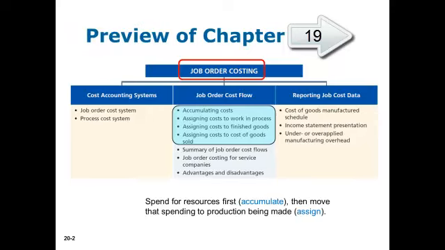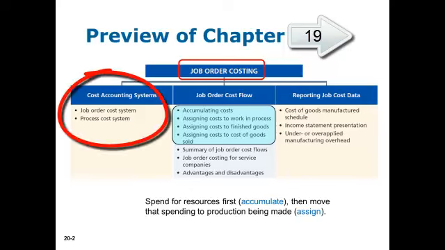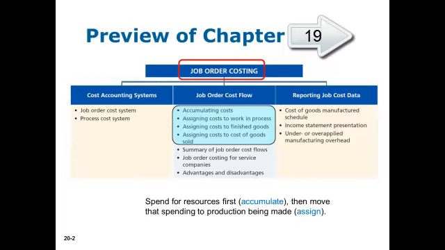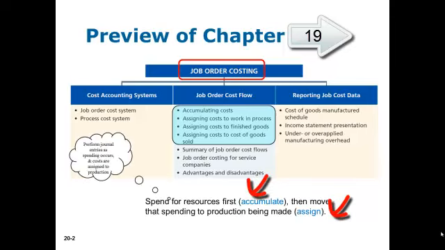While we'll focus on job order costing, we will contrast it briefly with process cost system, which will be the subject of the next chapter. So we're about accumulating costs in a cost system, spending for resources first, and then assigning that spending to production being made. It's important in this chapter to perform the journal entries as spending occurs and costs are assigned to production.